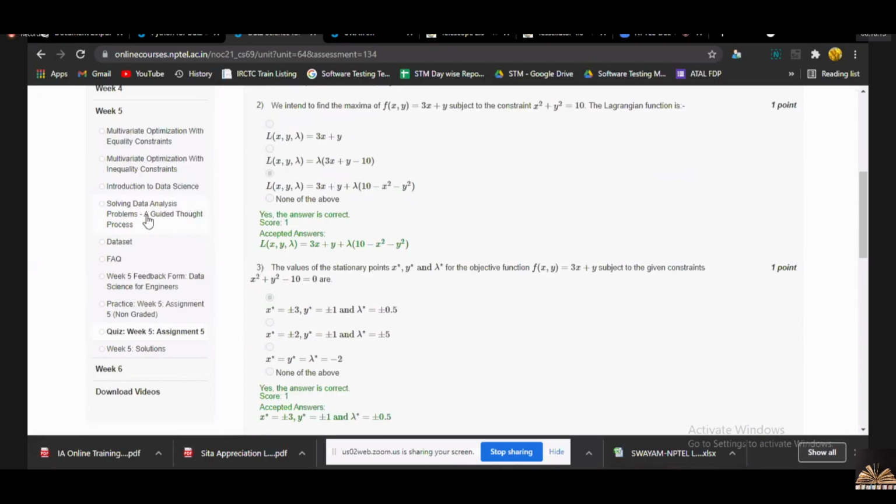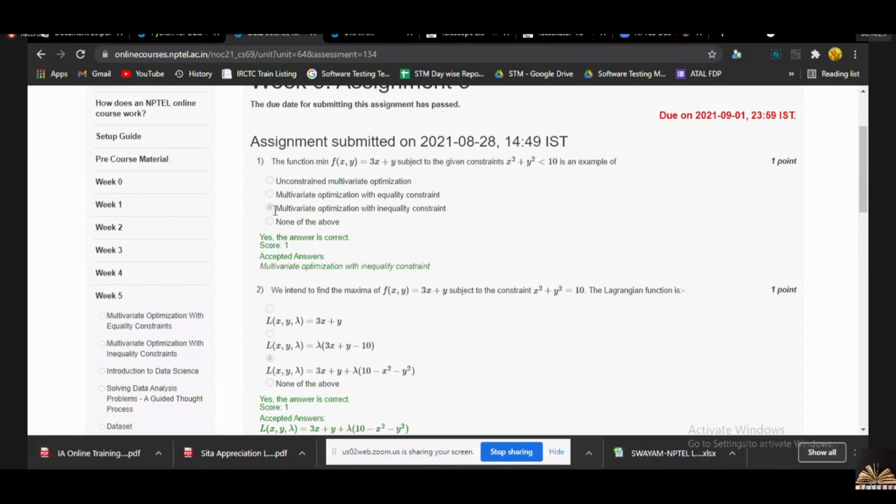And here they have given a few examples of how to analyze the data and what problems can be identified while analyzing the data, and some sample data sets. So let's see what the questions are. The first question: minimize the function f of x comma y equal to 3x plus y, subject to the given constraint x square plus y square less than 10. Here these are the options given.